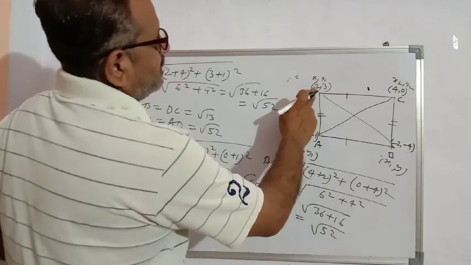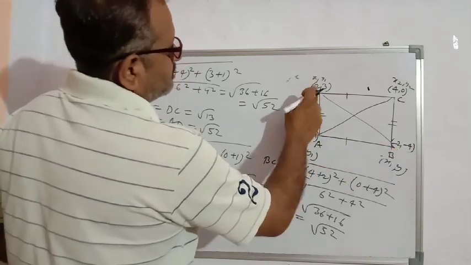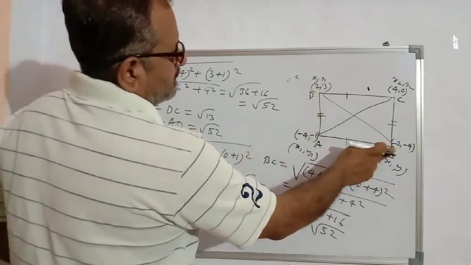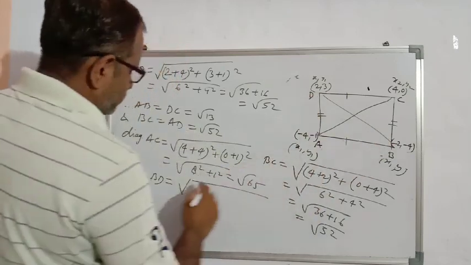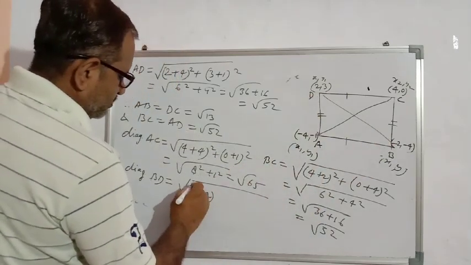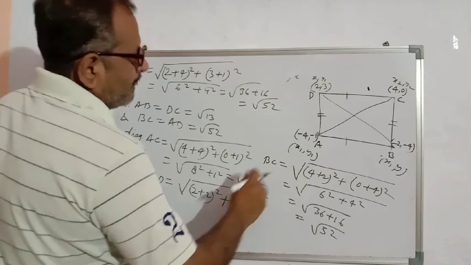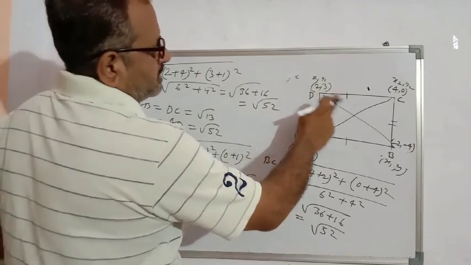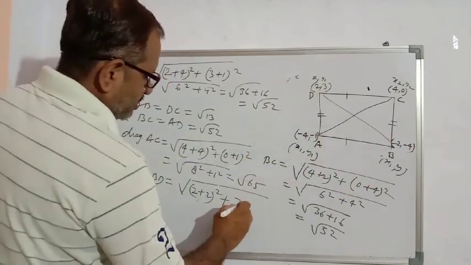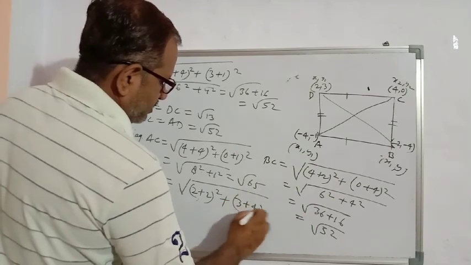Diagonal BD. Take x1, y1, this one x2, y2. So x2 minus x1, 2 minus minus 2, so (2 plus 2) whole square, plus y2 minus y1, 3 minus minus 4, so (3 plus 4) whole square.